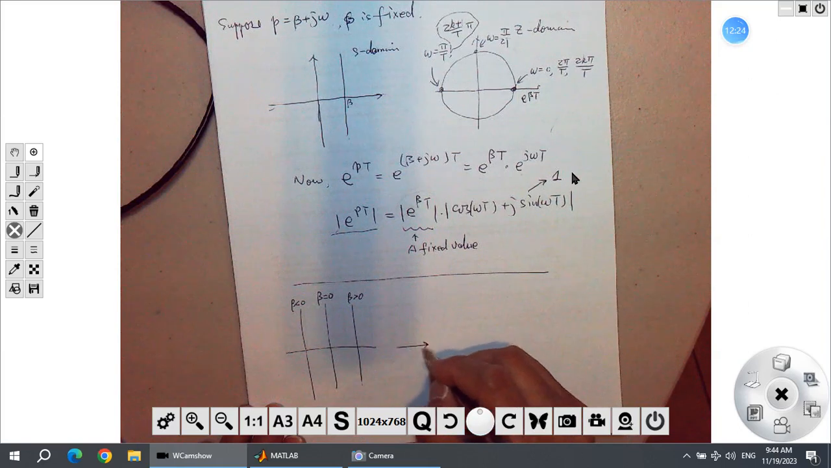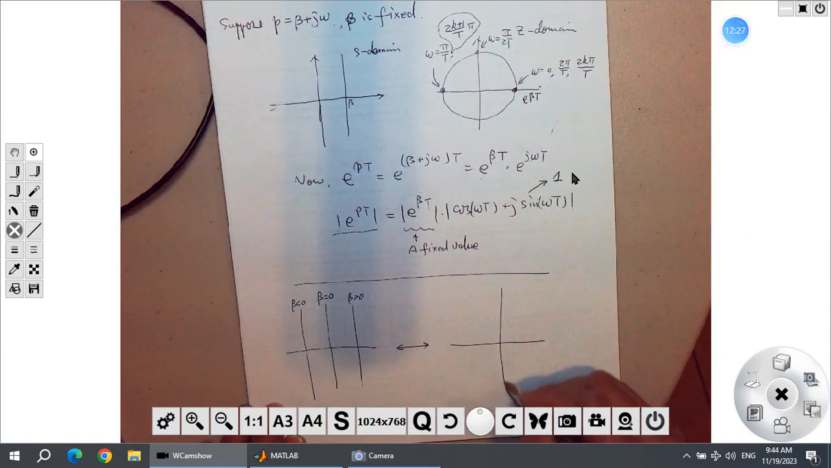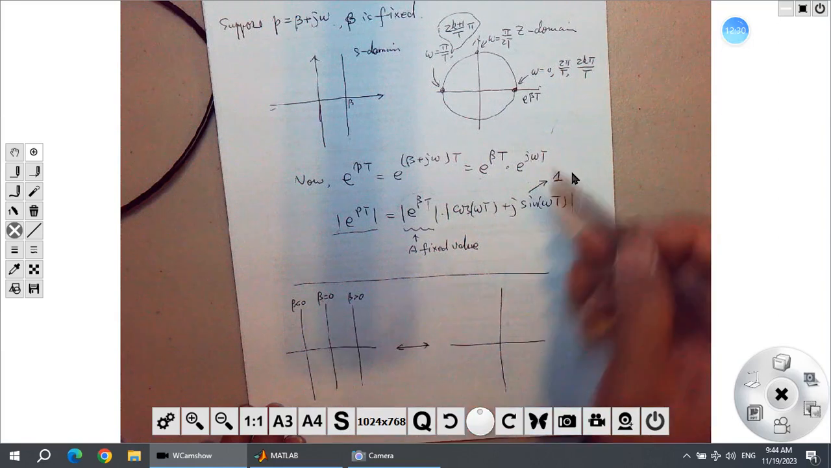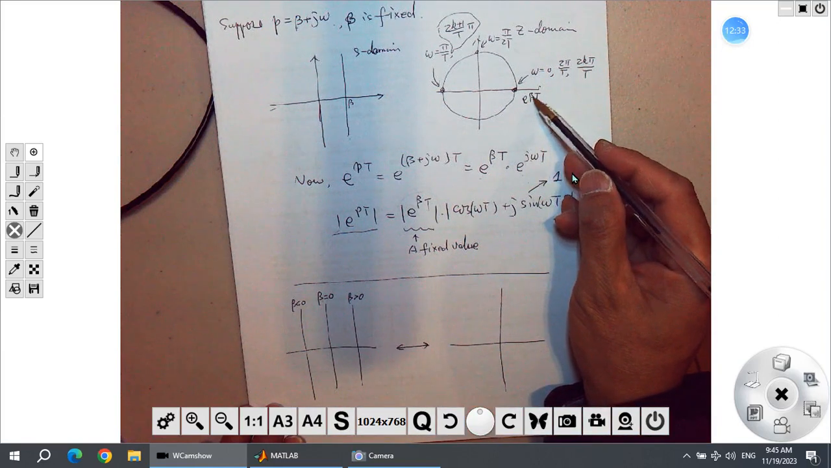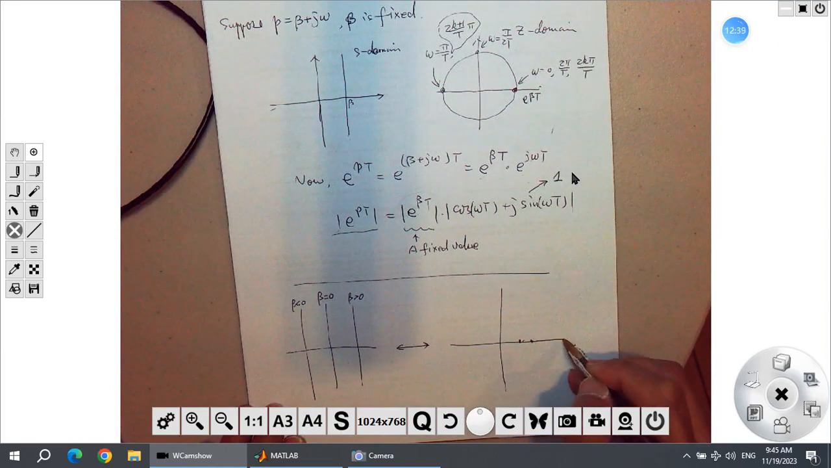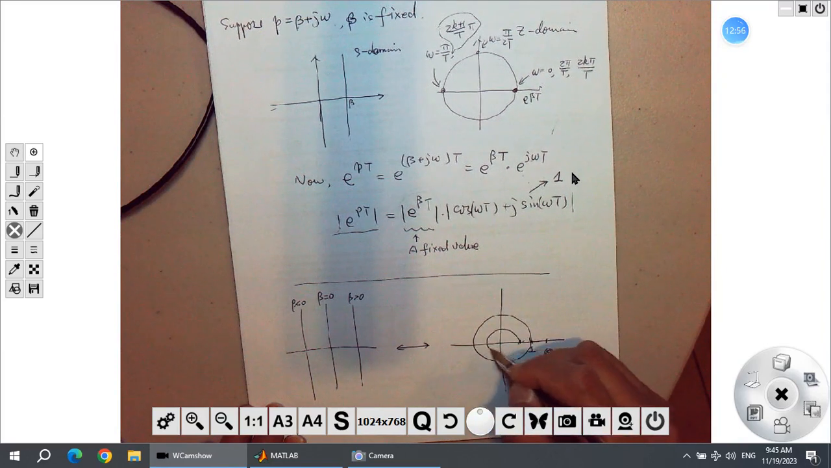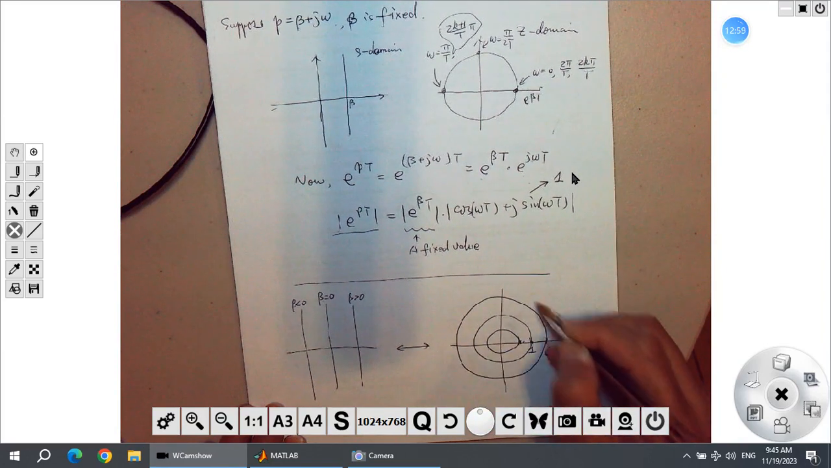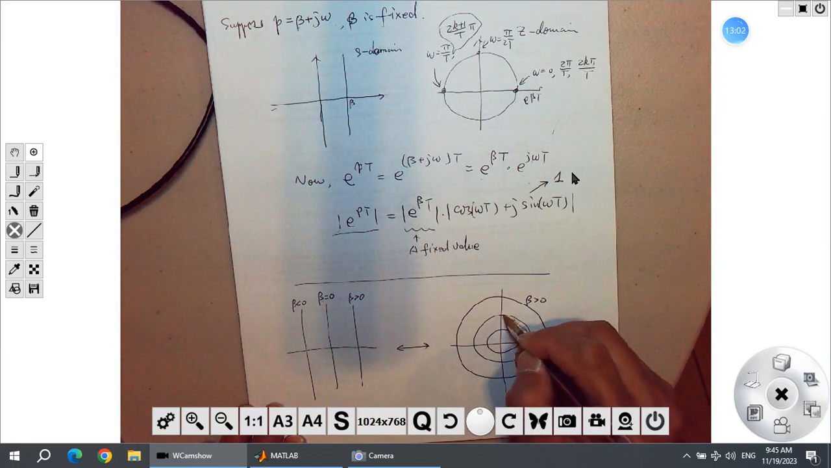And then in the Z domain, if beta is 0, e to the 0 is 1, right? So we have 3 points actually. This is 1. I have to say these are both beta. Just put 1 here. Then we have 3 circles, 1, 2, 3. This one is beta positive. This is beta equal to 0. This is beta smaller than 0.